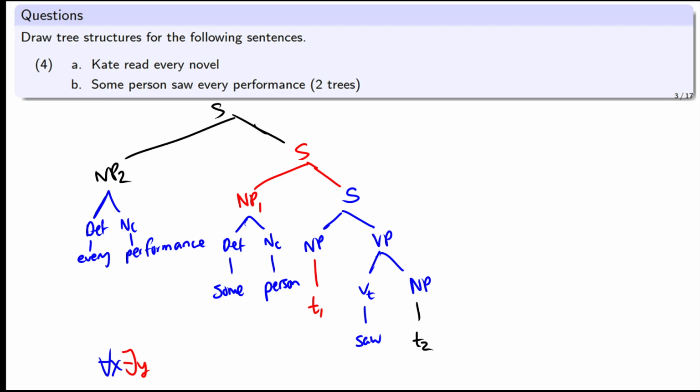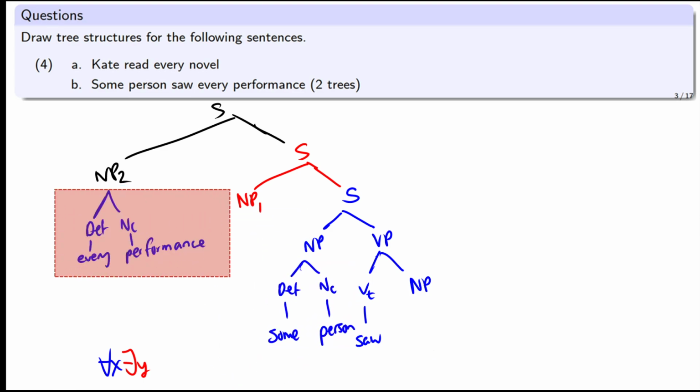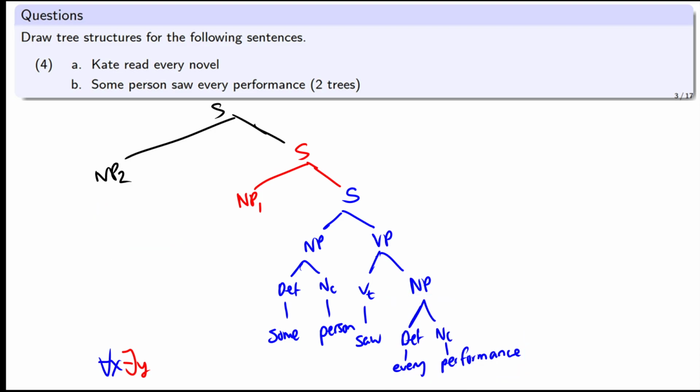Now, the second interpretation is very similar, except instead of moving some person to the lower position and every performance to the higher position, we simply switch the two. So I want to illustrate it with the movement again. So what I'm going to do is I'm going to move these back into their places. So some person goes there, every performance goes there. This is how we start it. We don't have any indexes, but now how do we move it?